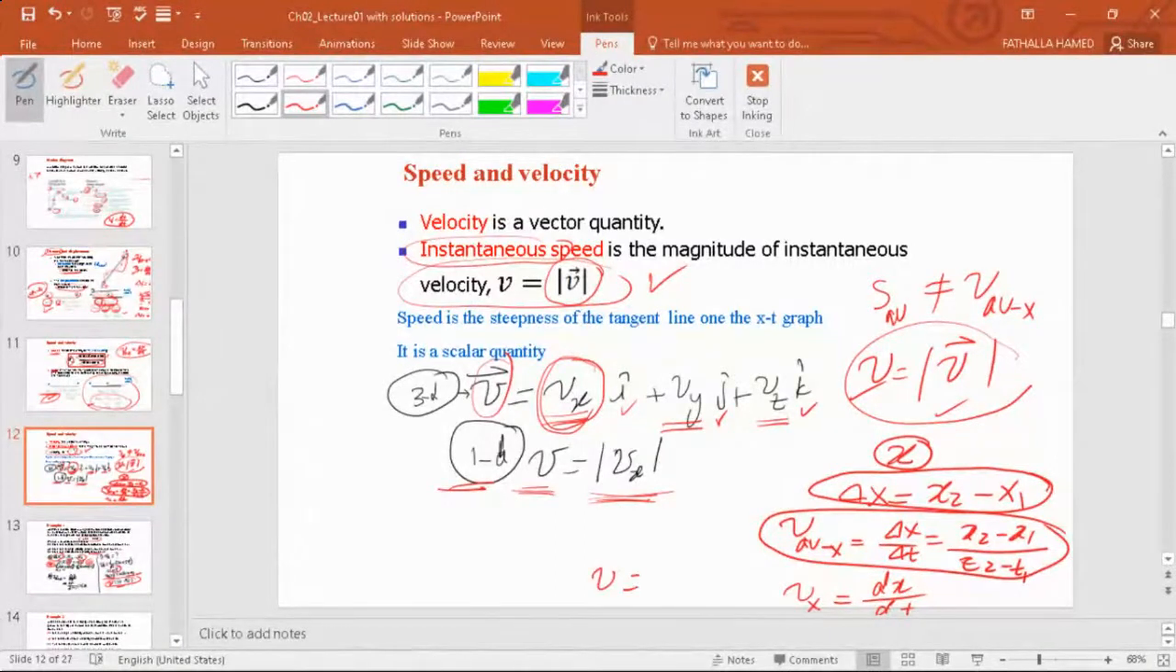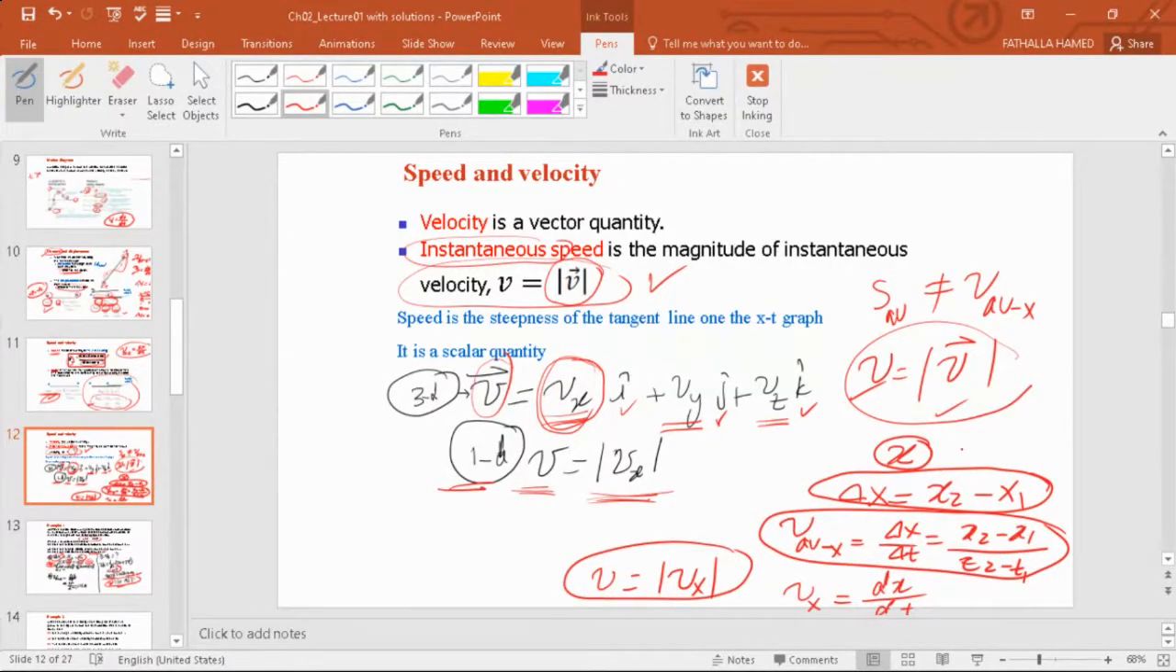Now, v is the absolute value of Vx here, and that's basically our speed. But average speed is total distance divided by total time. And of course, the unit of position is meter, and the unit of time is seconds.